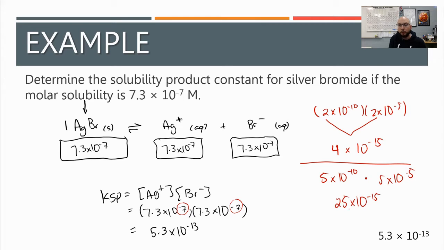But because we can only have one number in front of the decimal, and the decimal is really sitting right there in 25, behind the two numbers, we'd write this as 2.5 times 10 to the negative 14. And that's what we've got going on here. When we take 7.3 multiplied by 7.3, we're actually getting 53 times 10 to the negative 14, but we rewrite that as 5.3 times 10 to the negative 13.